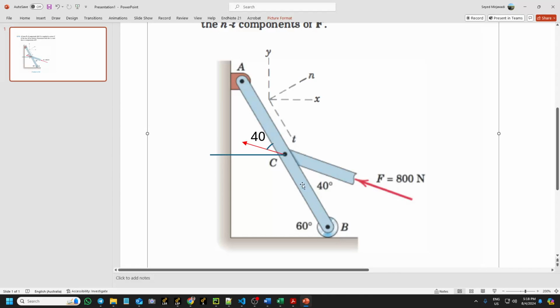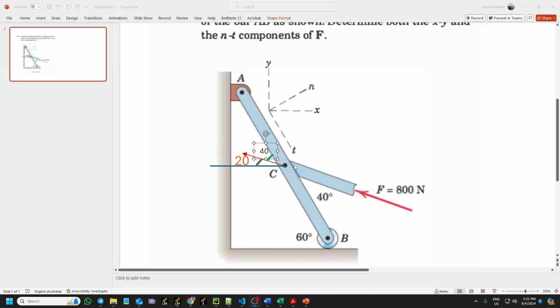And AB intersects both lines, so these two angles have the same amount. So this one is 60 degrees. Therefore, this angle is also 20 degrees. Now, if we see the Fx and Fy, I mean the F component in the X direction and Y direction, the F component in the X direction is negative, pointing in the negative direction. We need to be mindful about that.